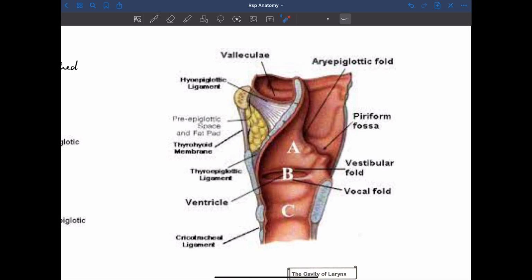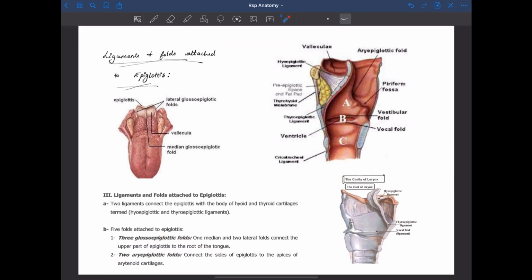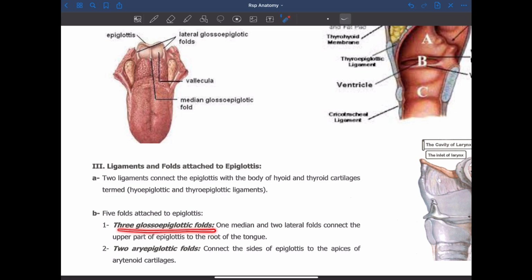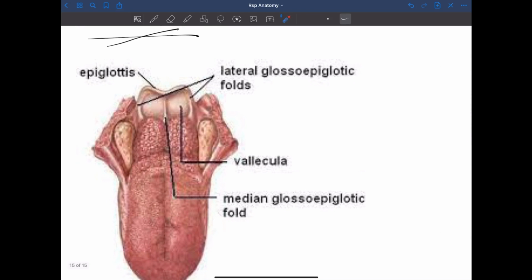And here we can see the vestibular fold, and this is the vocal fold, okay. And this forms a ventricle. See this inside, this forms the ventricle, which is known as the cavity of larynx, which we will see in part 2 of larynx, okay. Now we have 3 glossoepiglottic folds, 1 median and 2 lateral folds, connecting the upper part of the epiglottis to the root of the tongue. Here is the glossoepiglottic fold, okay.